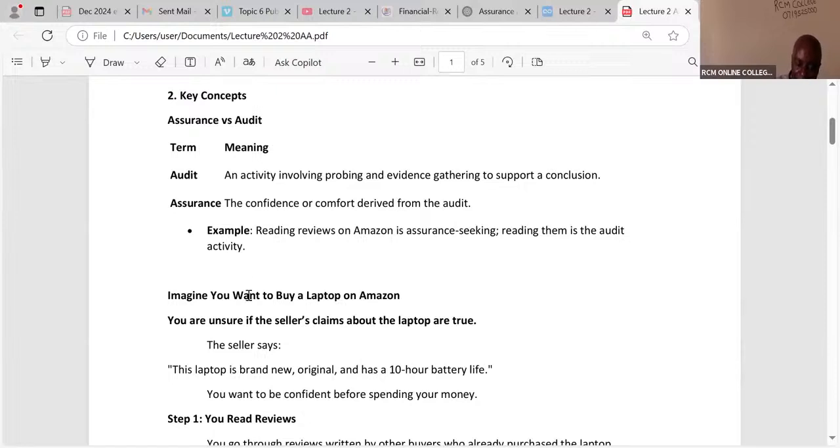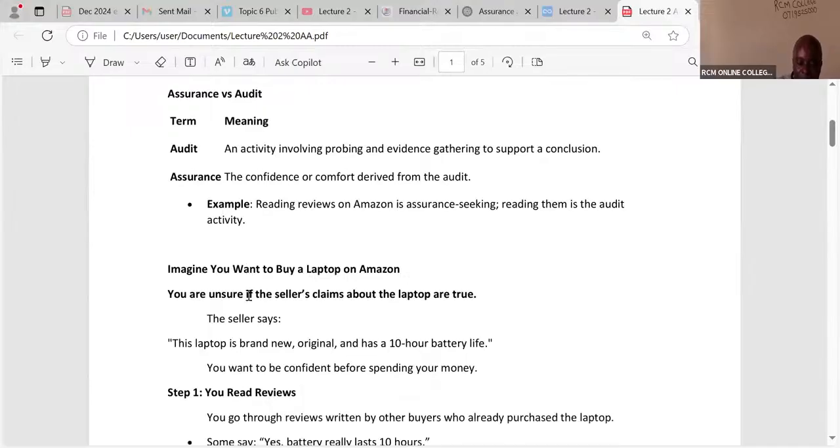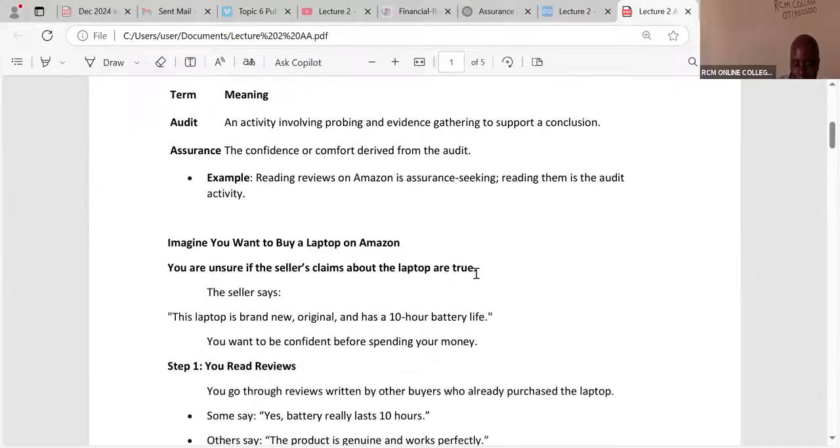Imagine you want to buy a laptop on Amazon. You are unsure if the seller's claims about the laptop are true. So the seller says, this laptop is brand new, original, and has a 10-hour battery life. You want to be confident before spending your money. So step one, what do you do?